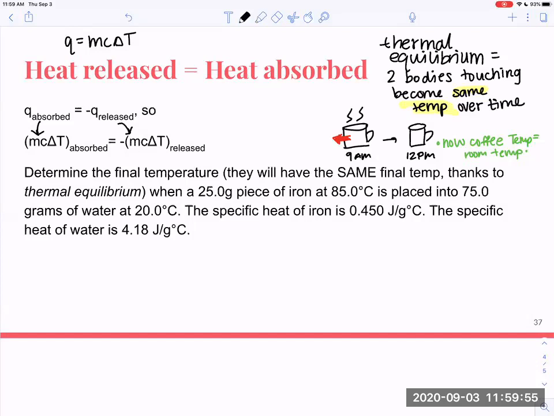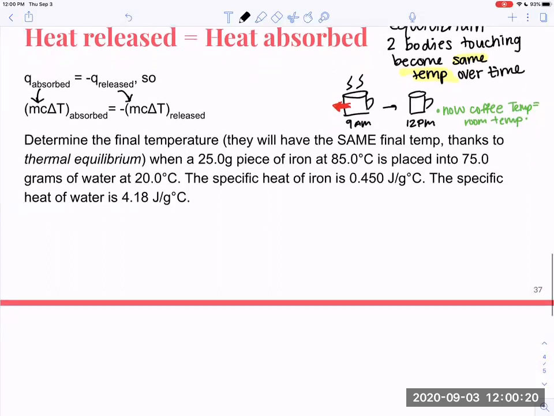So we're going to do a new scenario now. We have a piece of iron at a certain temperature and we put it into a pool of water at a certain temperature. The specific heat of iron is 0.450, the specific heat of water is 4.18. And I want to know what's the final temperature of this combination. So pause and see if you can start. Okay, if you're giving it a try, if not, that's all right. This is definitely a hard one.